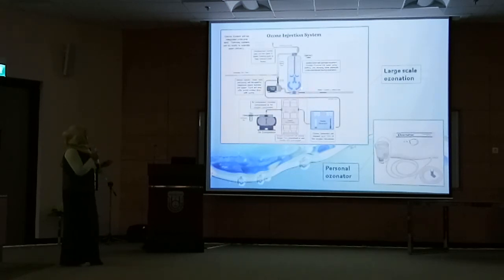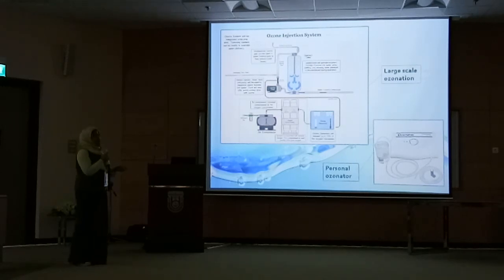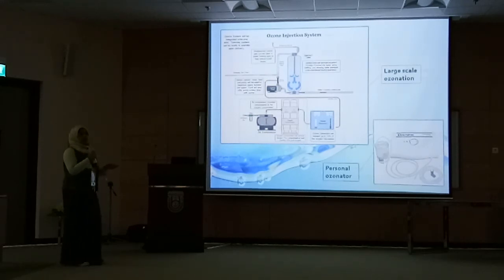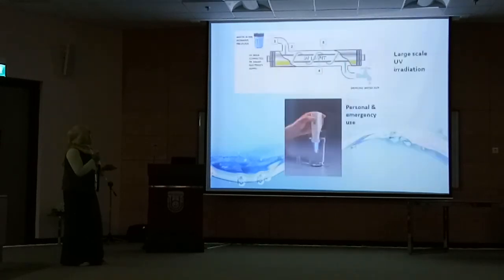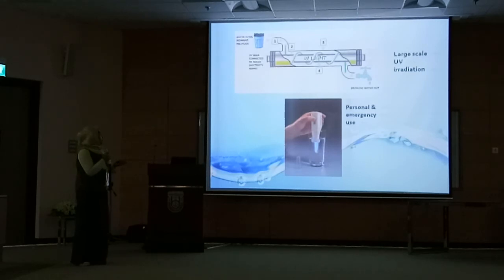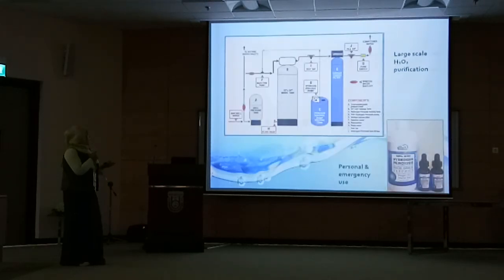Here is the large scale ozonization, and here is the personal ozonator. We showed the small scale because it's lake water, so in case people are in trouble for emergency usage, they can use this way. This is the larger scale UV irradiation system, and this is for personal and emergency use.